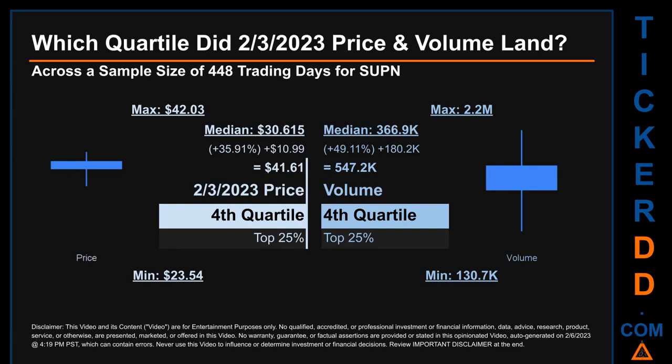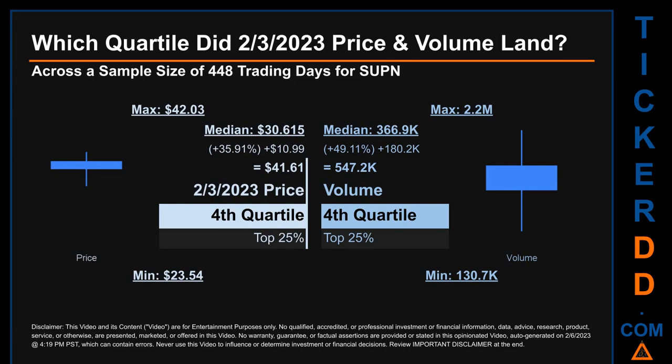Which quartile did the 3rd of February 2023 price and volume land? Across a sample size of 448 trading days, the maximum end-of-day price for SUPN was $42.03, while the minimum was $23.54. Within that price range, the 3rd of February 2023 price, of $41.61, landed within the 4th quartile, meaning that it was within the top 25% of all sampled end-of-day prices.